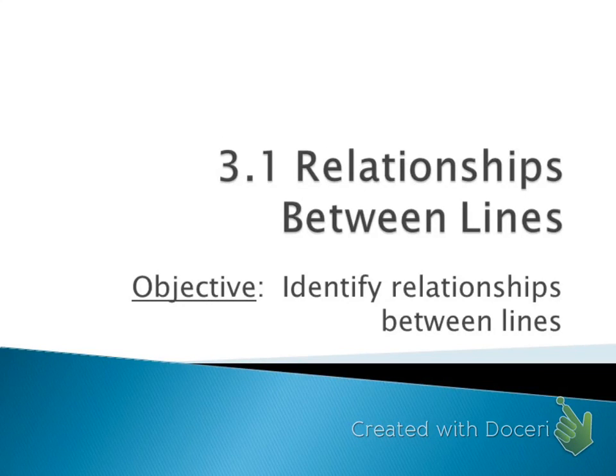Here is our section for today. So we're doing section 3.1. It's all about relationships between lines, and your objective is to identify relationships between lines. You will have a notebook quiz on this chapter, so make sure, again, like always, you get the number, you get the title, and you get your objective every single day.